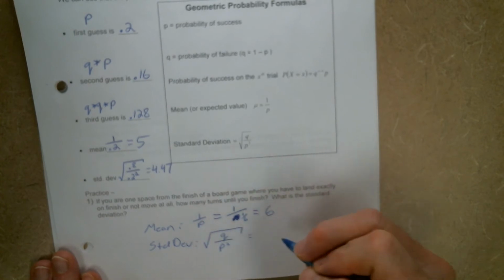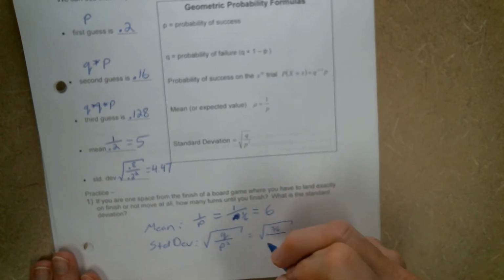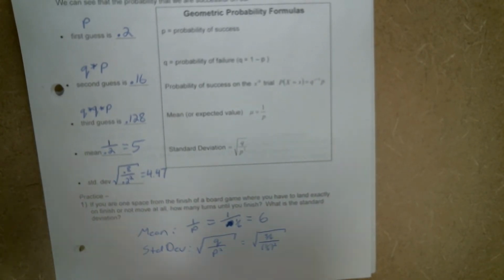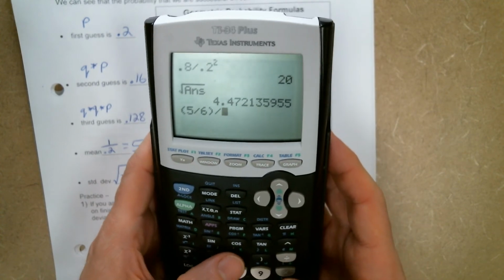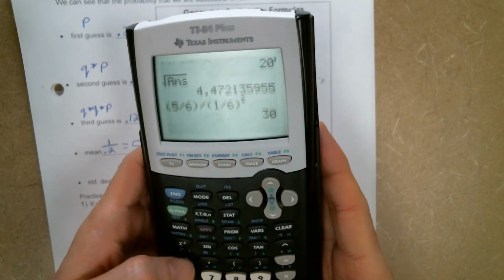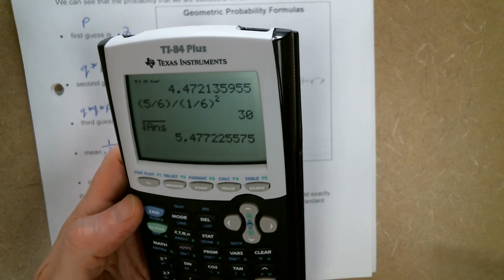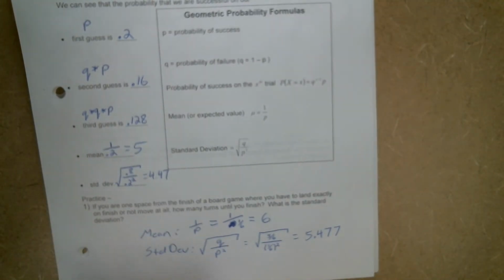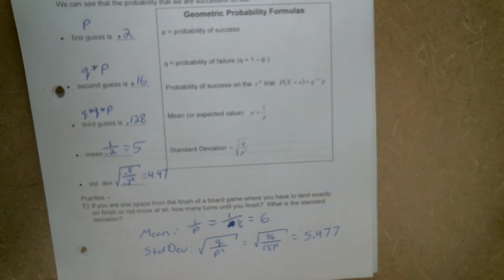What's the standard deviation on this? It would be the square root of 5/6 divided by 1/6 squared. All right, so on your calculator, it is 5/6 divided by 1/6 squared. All right, that gives me 30. Take the square root of that, and we get 5.477. So again, just using those values, plugging them into their formulas, and seeing what it spits out.